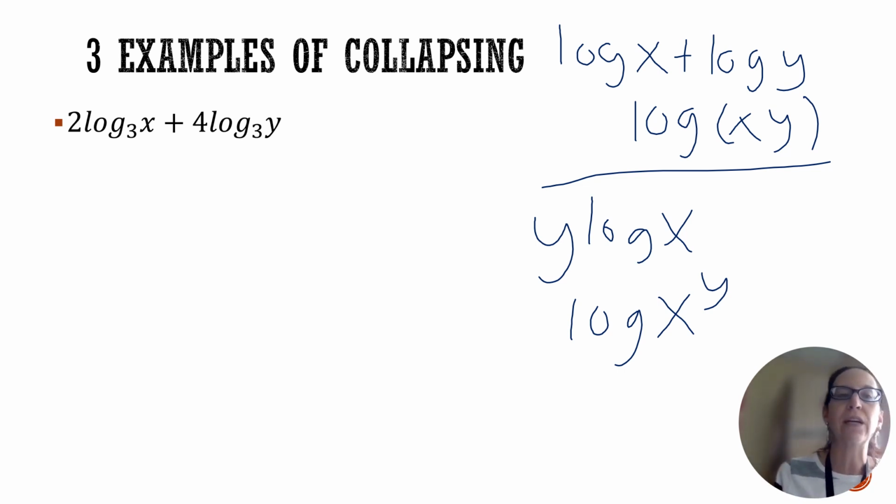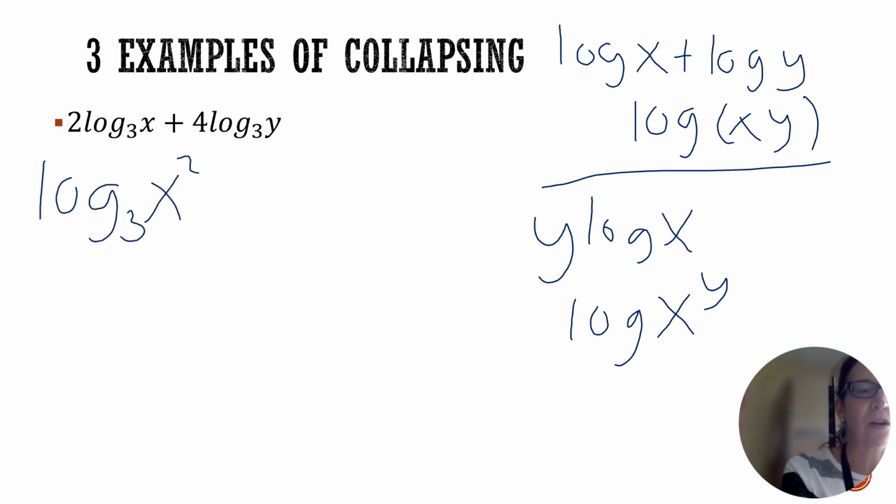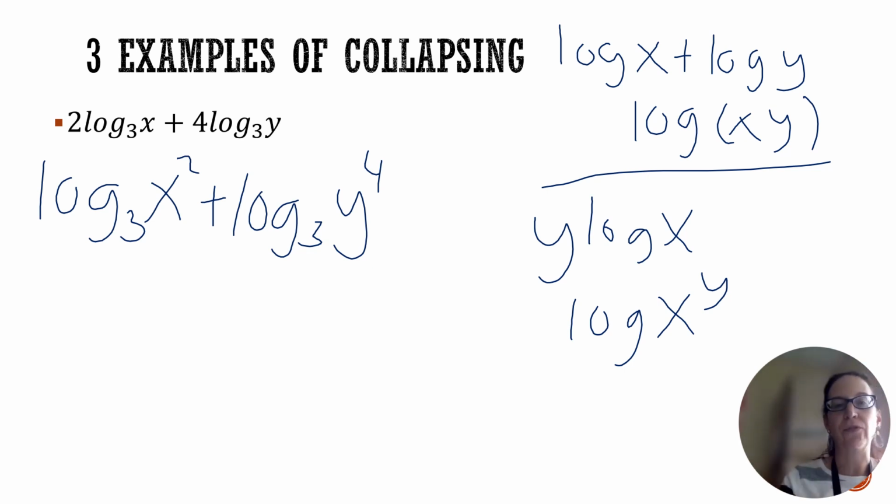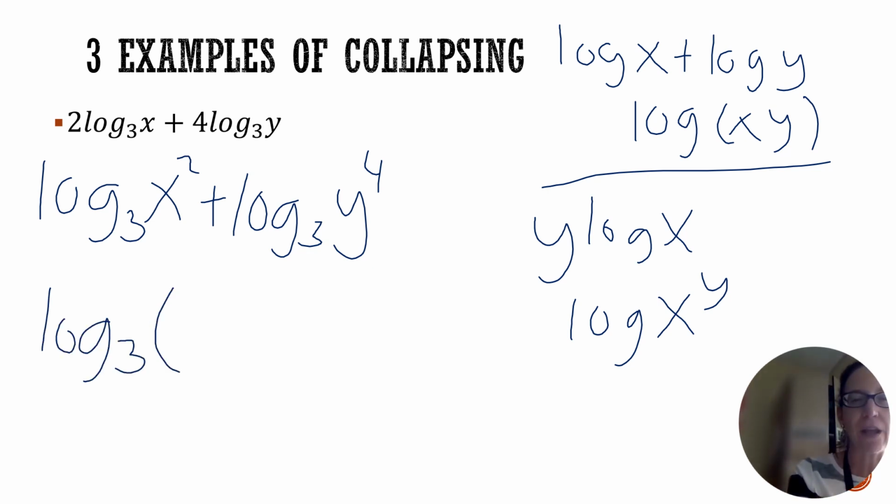So the first thing we're going to do with this is take the coefficient of 2, and make that the exponent on the x, and take the coefficient of 4 and make that the exponent on the y. So we have log base 3 of x squared plus log base 3 of y to the 4th. Now I can go and apply that first property, except instead of x and y, I've got x squared and y to the 4th, but that's just going to end up in the middle of the problem there. That's not problematic. So you'd have log base 3, and then instead of xy, you have x squared y to the 4th.